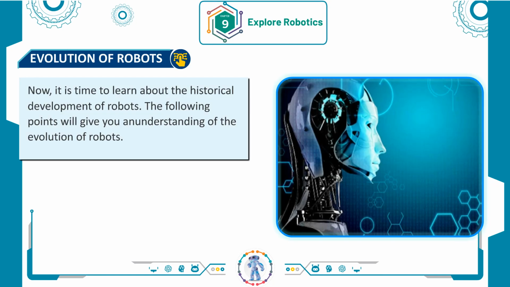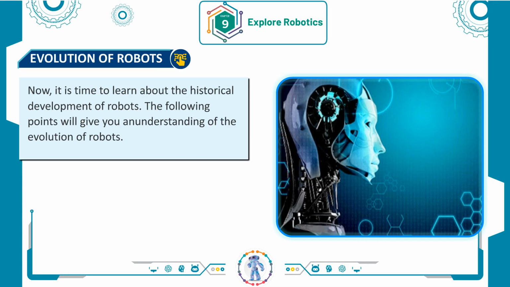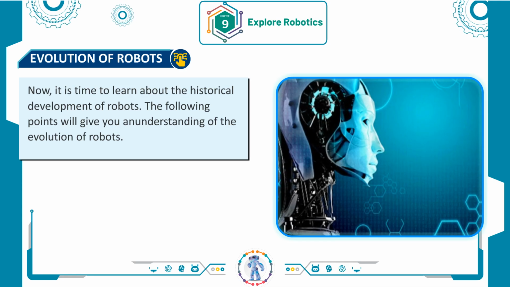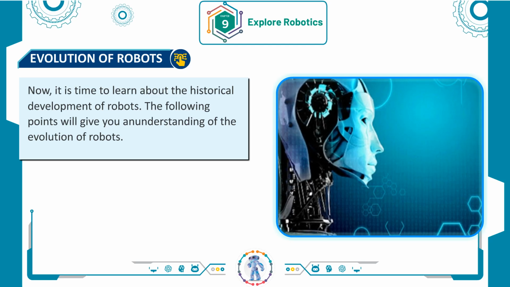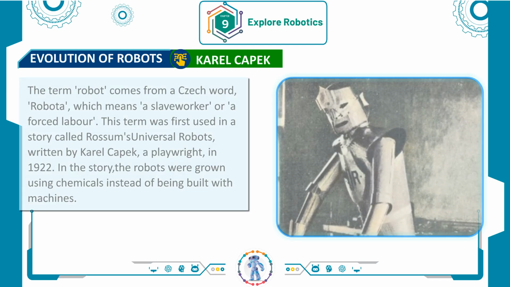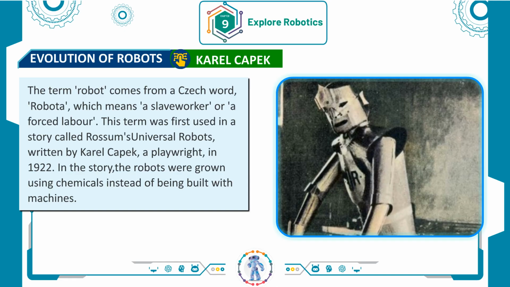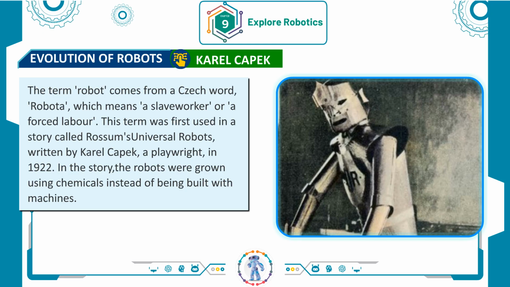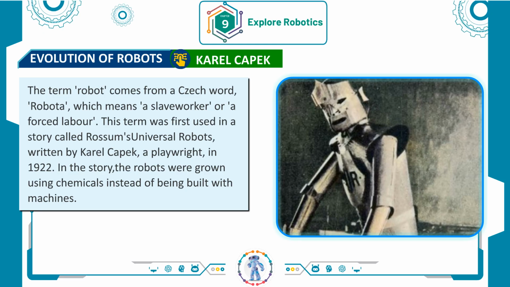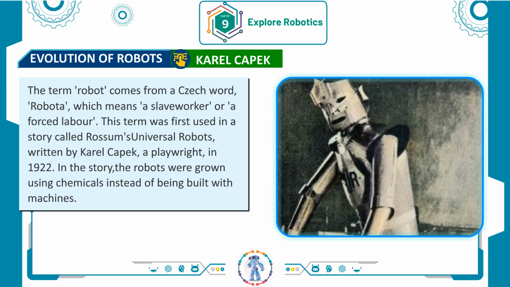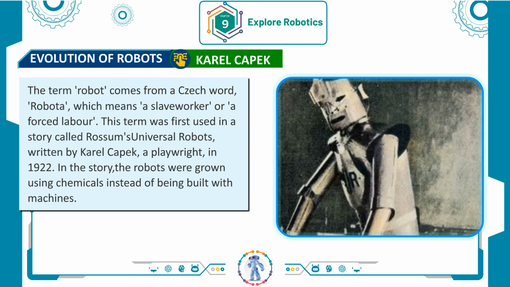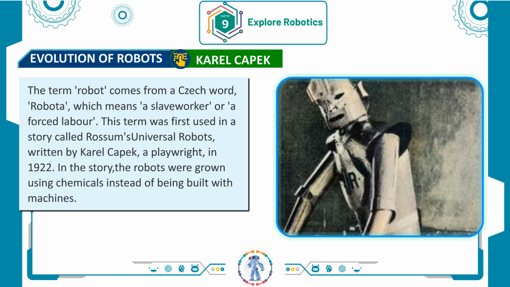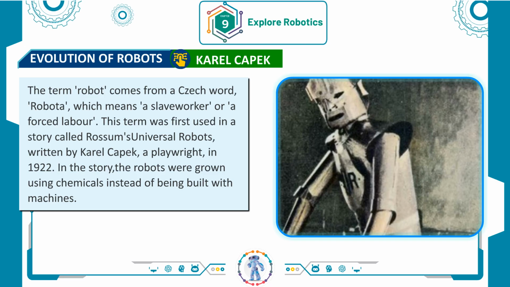Evolution of robots. Now it is time to learn about the historical development of robots. The following points will give you an understanding of the evolution of robots. The term robot comes from a Czech word, robota, which means a slave worker or forced labor. This term was first used in a story called Rossum's Universal Robots, written by Karel Čapek, a playwright, in 1920. In the story, the robots were grown using chemicals instead of being built with machines.